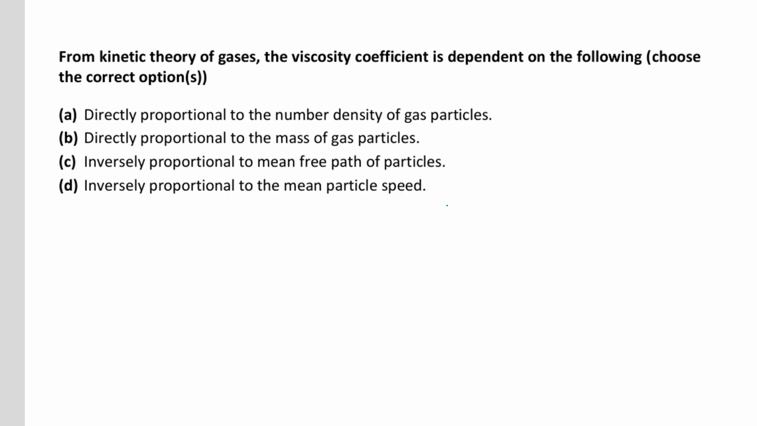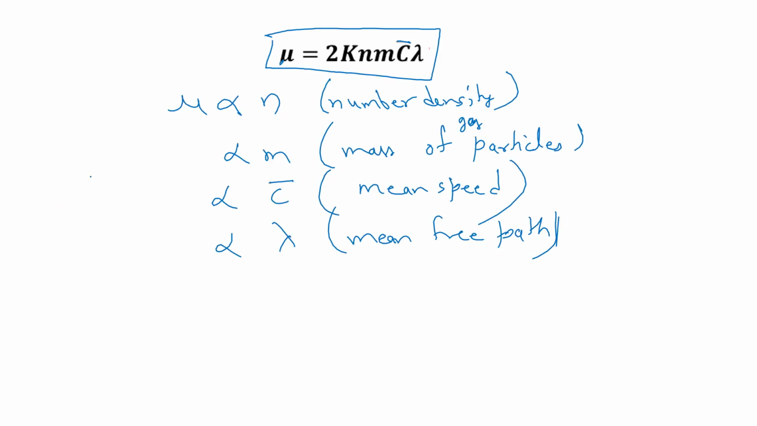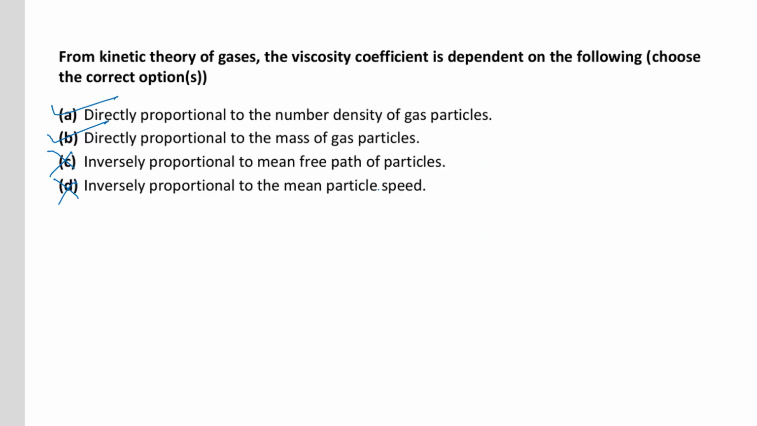So if we check the options, option A says proportional to number density of particles, which is correct. Directly proportional to mass of the gas particles, this is also correct. Inversely proportional to mean free path of particles, this is wrong because it is directly proportional. Option D, inversely proportional to the mean particle speed, this is also wrong because it is directly proportional to the mean particle speed. So in this problem, only options A and B are correct.